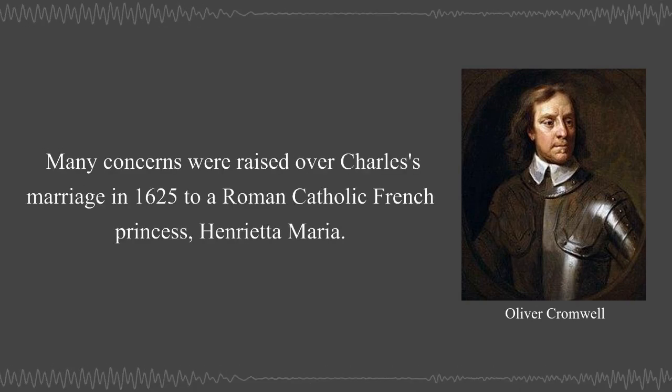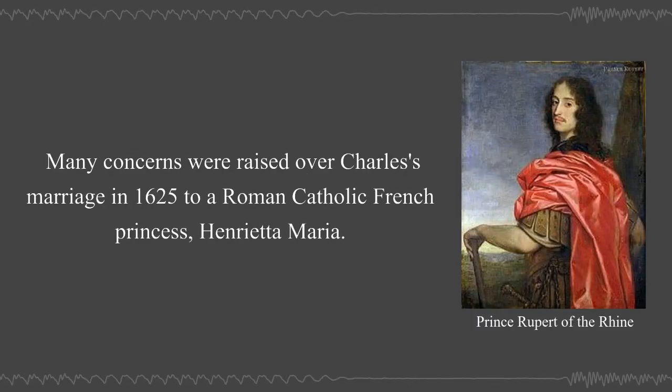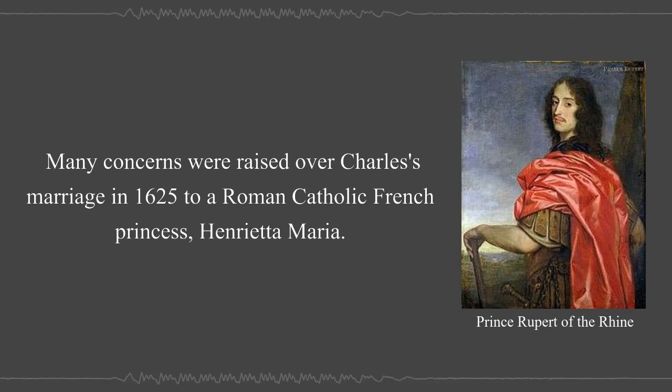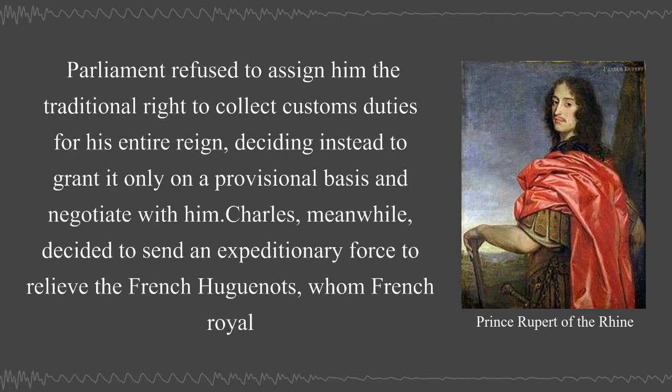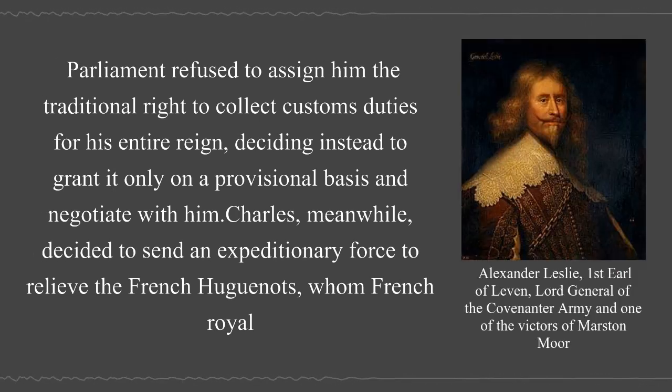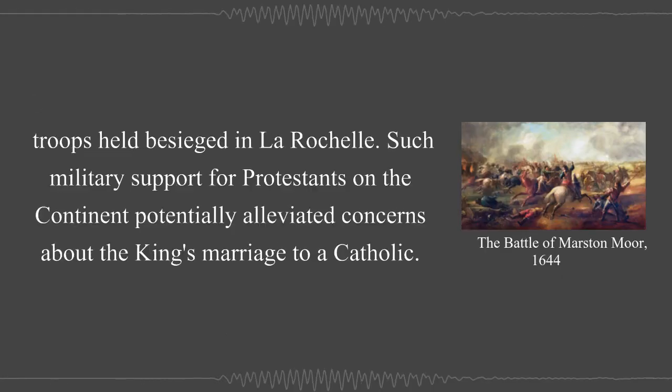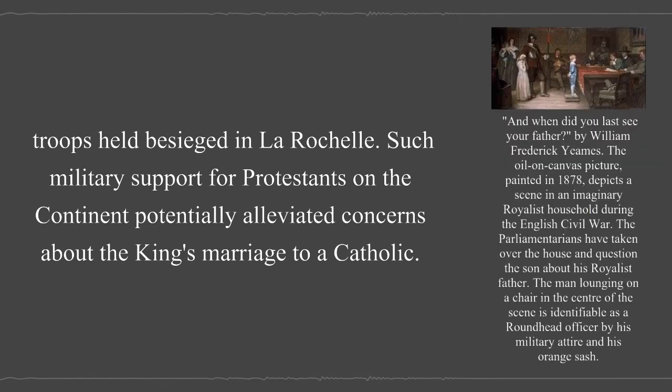Many concerns were raised over Charles's marriage in 1625 to a Roman Catholic French princess, Henrietta Maria. Parliament refused to assign him the traditional right to collect customs duties for his entire reign, deciding instead to grant it only on a provisional basis and negotiate with him. Charles, meanwhile, decided to send an expeditionary force to relieve the French Huguenots, whom French royal troops held besieged in La Rochelle. Such military support for Protestants on the continent potentially alleviated concerns about the king's marriage to a Catholic.